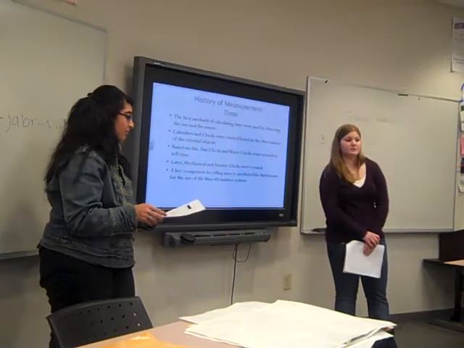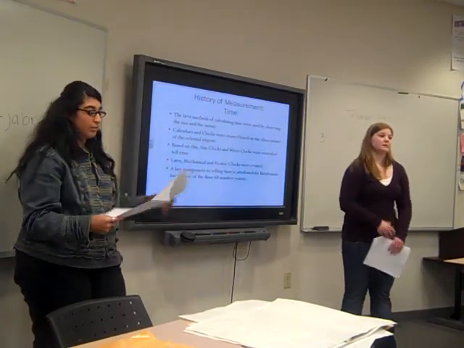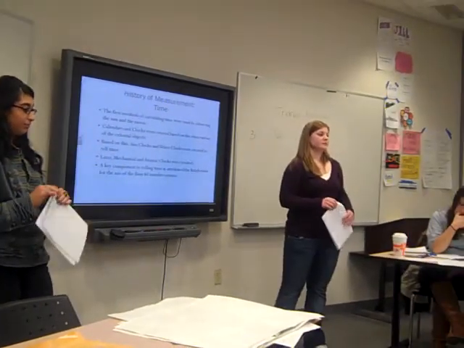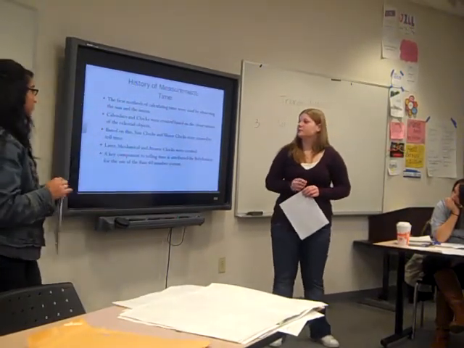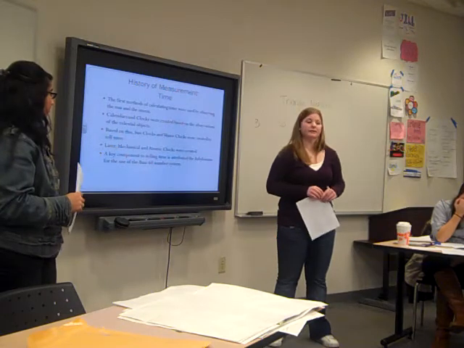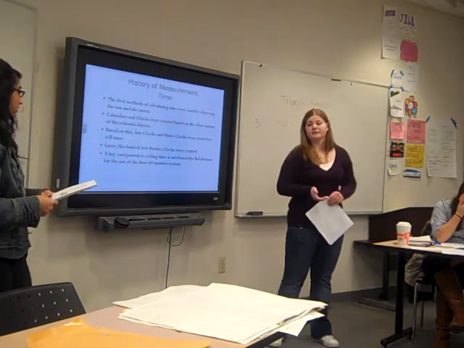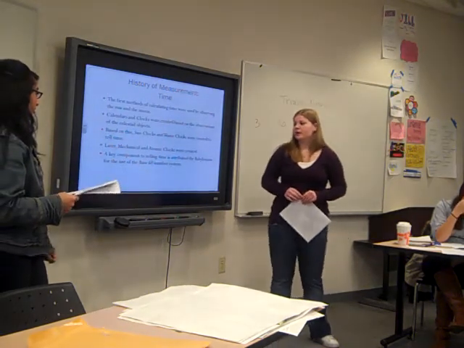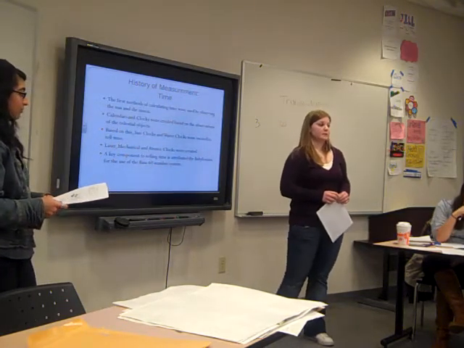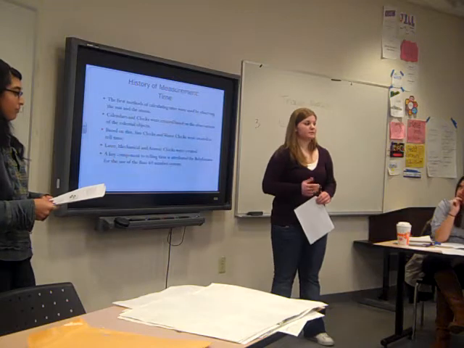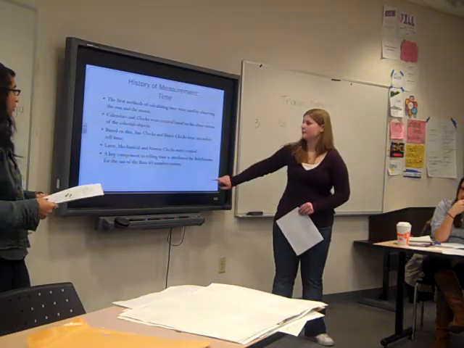So the first methods of keeping time are based on the sun and the moon. And based on these celestial observations, the sun clock and water clocks were created. And then later on, mechanical and atomic clocks were created. A key component to telling time is attributed to the Babylonians with the base 60 number system. And that's why we have 60 minutes in 1 hour.